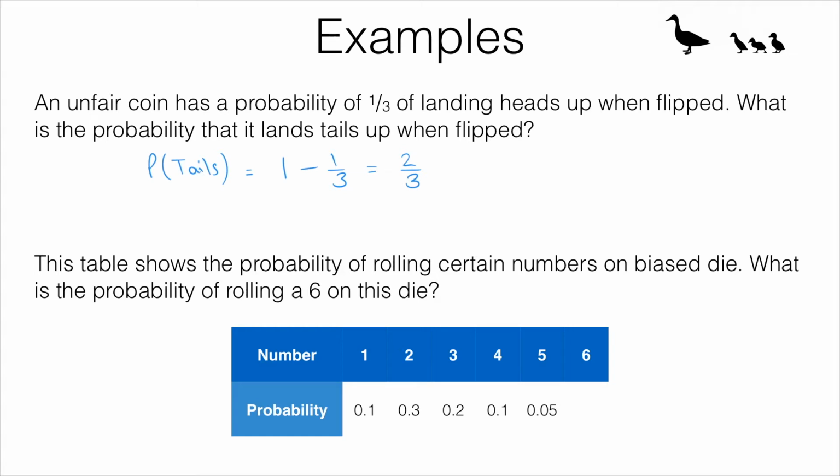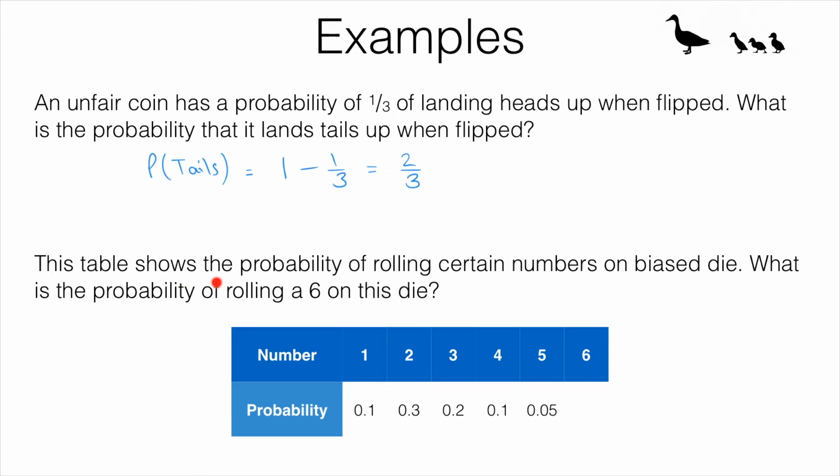If you're wondering how we can have probabilities that are not a half and a half for heads and tails, you probably missed this word here. The coin is unfair. That means the probabilities of heads and tails aren't equal. Let's move on to the second example.